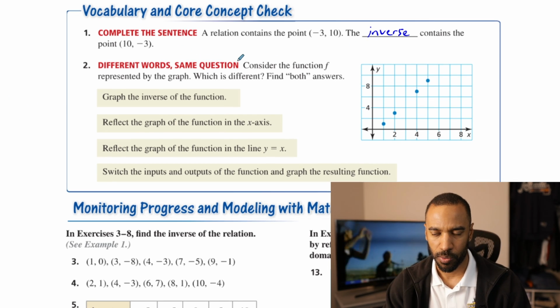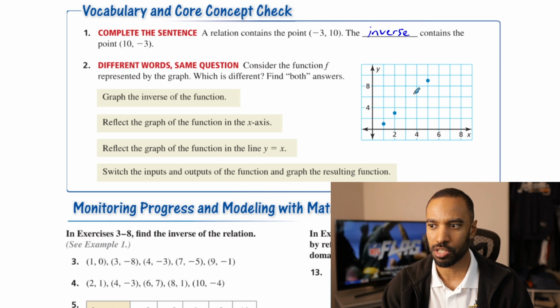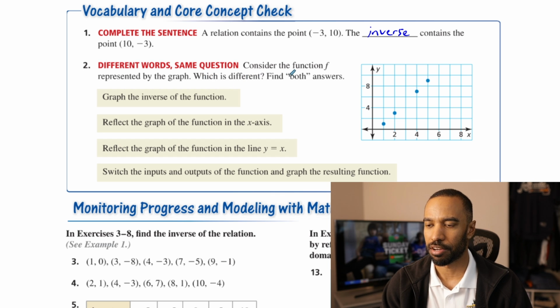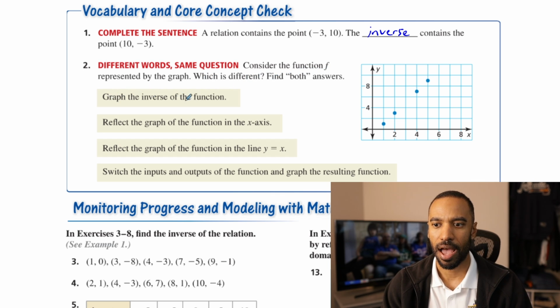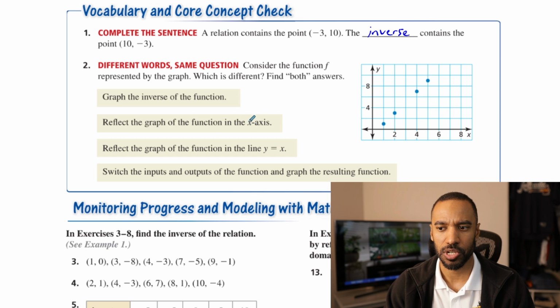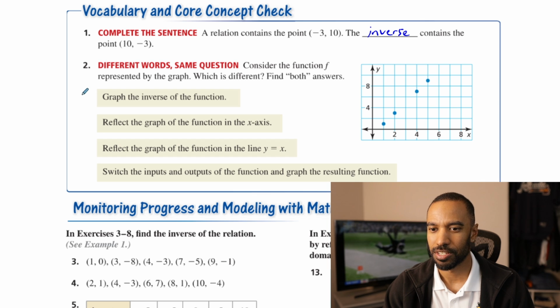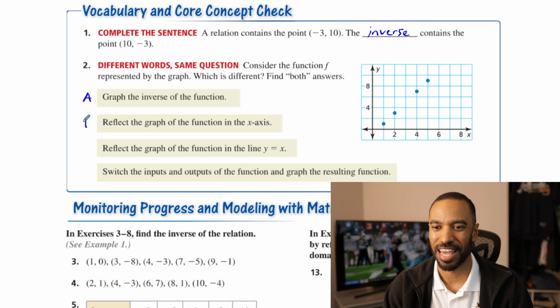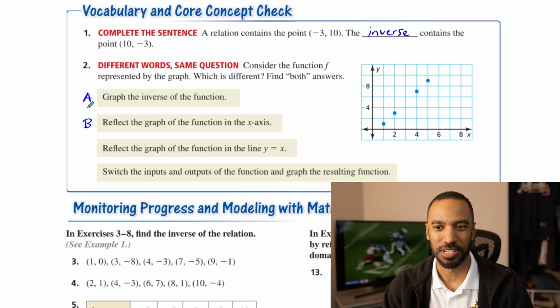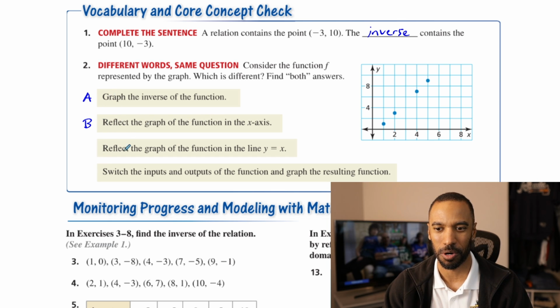Number 2, different word, same question. Consider the function f represented by the graph. In this function here, it's these 4 points at least. Which is different? Find both answers. So graph the inverse of the function. I don't know if they're asking me to do it. I'm not planning on doing it unless I have to. Reflects the graph of the function in the x-axis. Okay, those are different. So here, let me say this. If this is A, and then this is B, meaning those are different. Anything else that I mark that's the same as B, I'll put as B, and anything else that's the same as this one, I'll put as A.